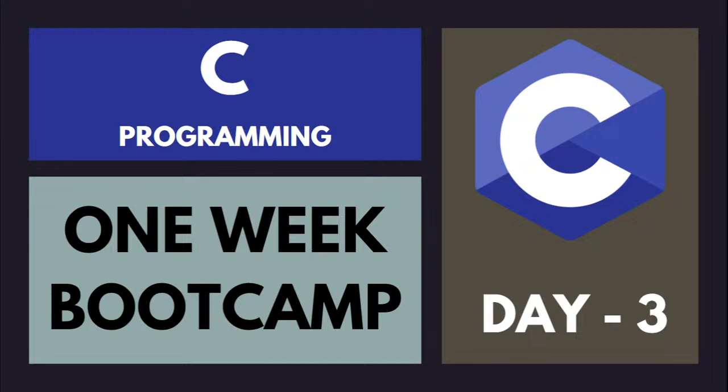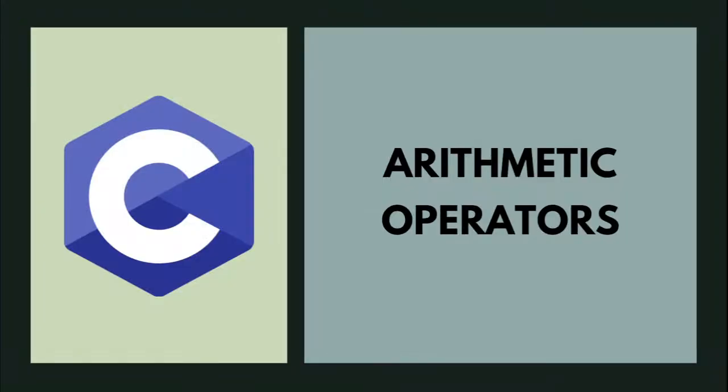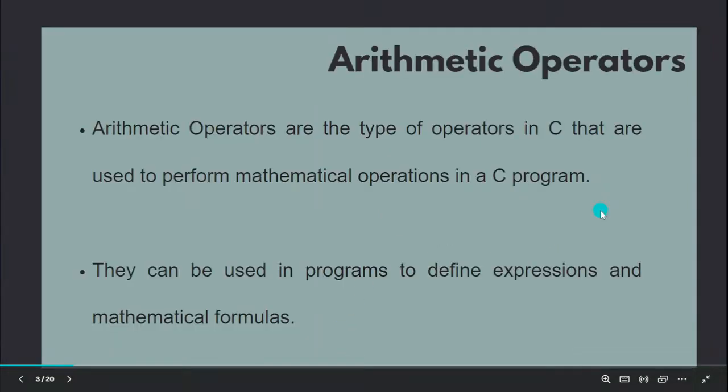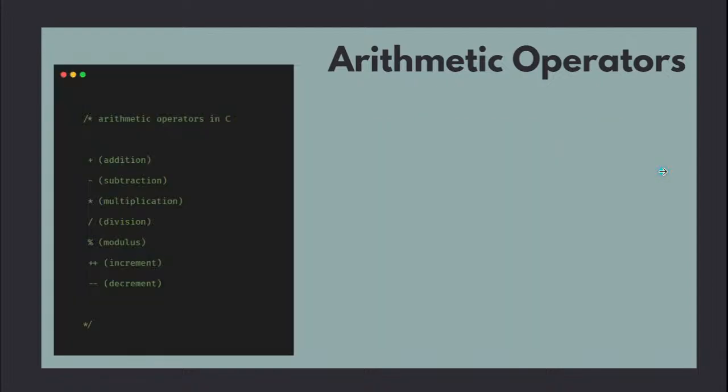Yeah, so we'll start the session on day 3 with arithmetic operators. Arithmetic means the basic mathematical operations you could perform with C programming. Arithmetic operators are the type of operators in C that are used to perform mathematical operations in a C program. They can be used in programs to define expressions and mathematical formulas. For example, we have addition for adding, subtraction, multiplication, division, modulus, increment, and then decrement.